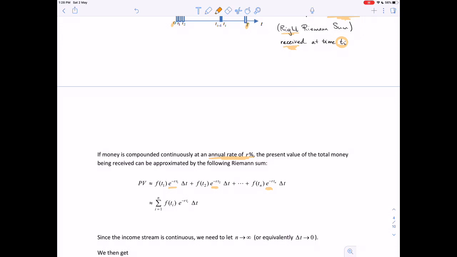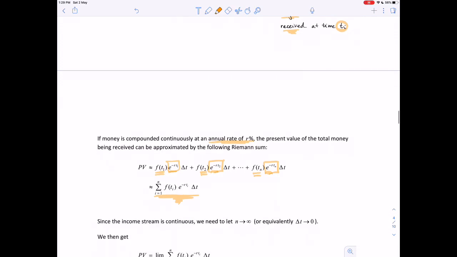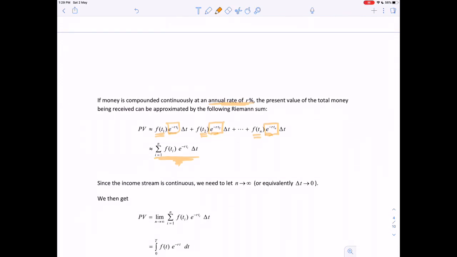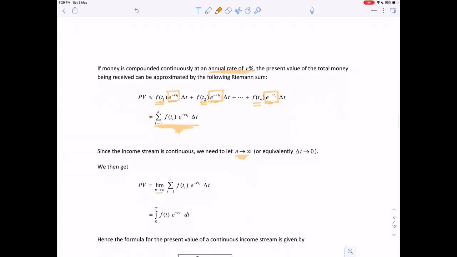And each of those payments, at time ti, we're imagining come in a single payment, so we can multiply that single payment by this discounting factor, as it's called, to bring it back to the present value. And so we get the present value is approximately this. And then obviously, what we want to do is let the number of intervals go to infinity. And so you're taking the limit of your sum, and oh, wasn't that unexpected?